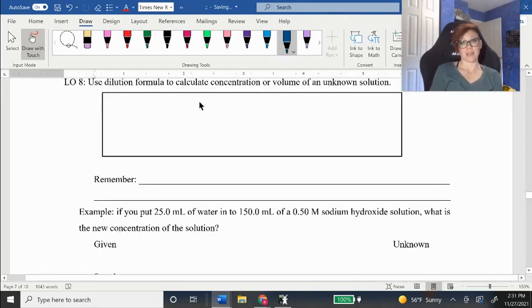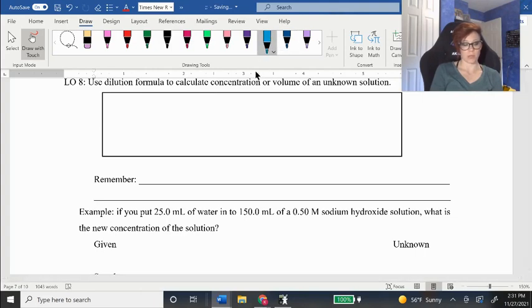So we are in unit 7. This is learning objective 8. We're going to use the dilution formula to calculate the concentration or volume of an unknown solution. So essentially, again, from the last learning objective, you should know that as you increase your water, your volume is increasing, which decreases your concentration, but your number of moles remains constant. It does not change.